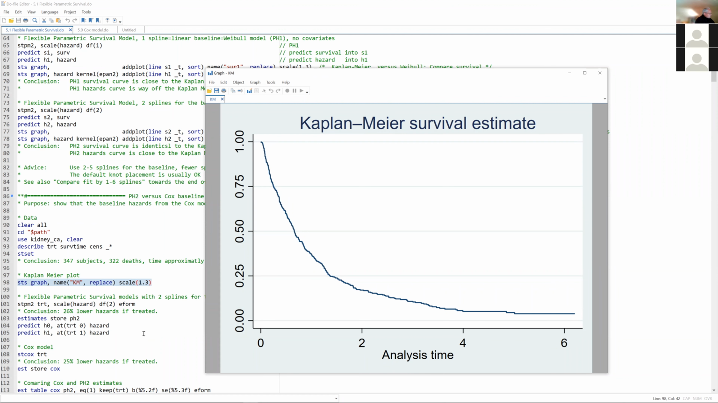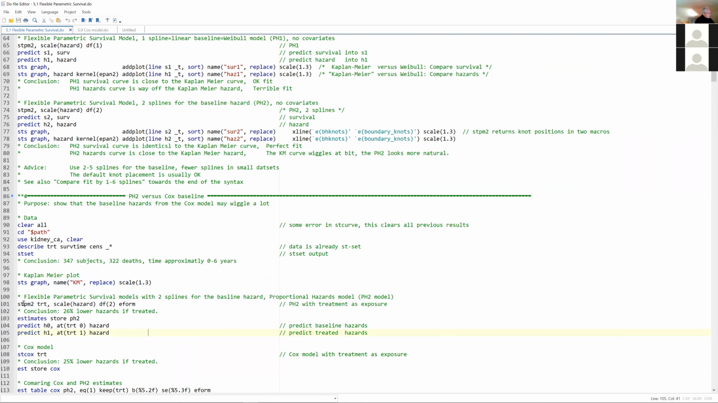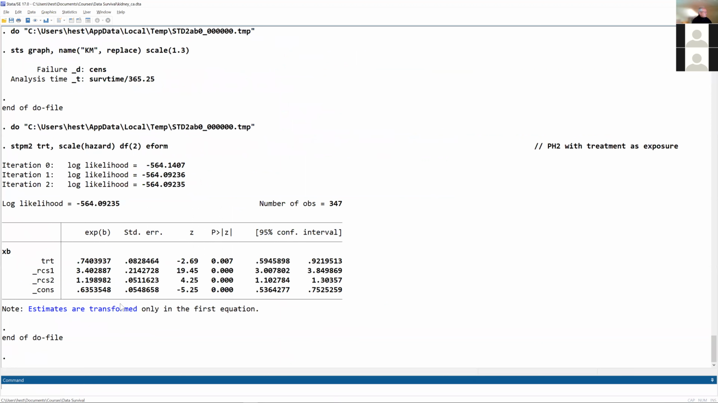We can now model this with the flexible parametric model. And we have a treatment variable that we would like to estimate. And we're using two splines for the baseline hazard. And we ask for eform so that we get hazard ratios rather than coefficients. And this is what we get.